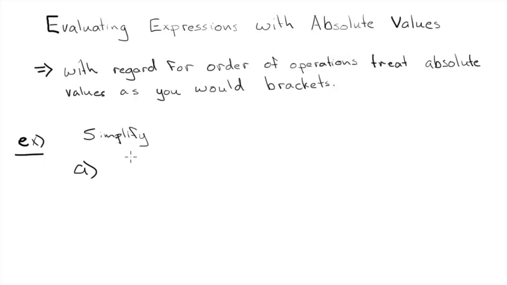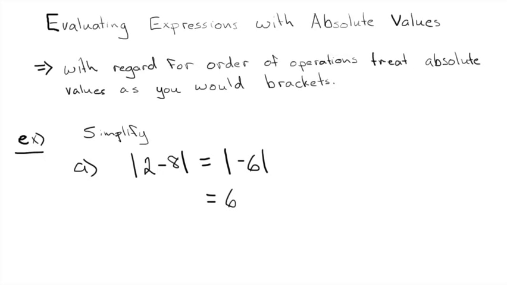So let's do some examples. Let's say you have something like this: the absolute value of 2 minus 8. Order of operations says do anything in the brackets first, so we'll do the same thing and do anything in the absolute value first. Here we have 2 minus 8, so we evaluate that first. That's minus 6, and now we can evaluate the absolute value. The absolute value of minus 6 is just 6.